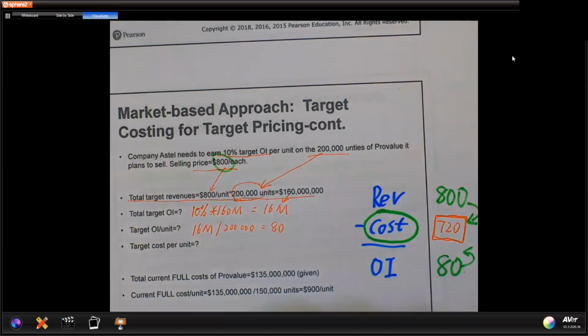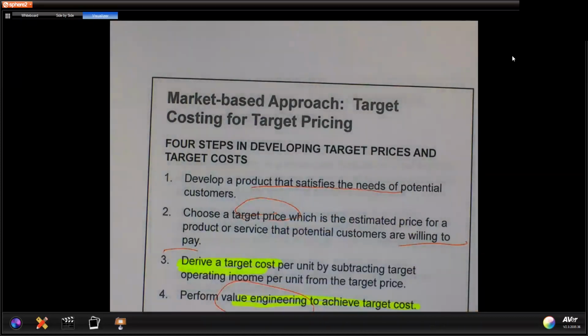But let's say our current cost is 730. Then that will not work, right? The maximum we can afford is 720, but if it's 730, you only get $70. So what you can do is, you have to do value engineering to decrease your cost.